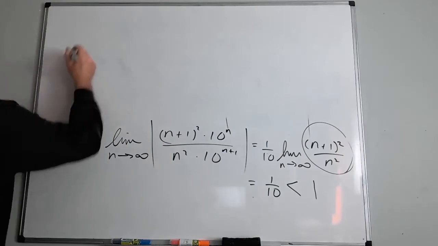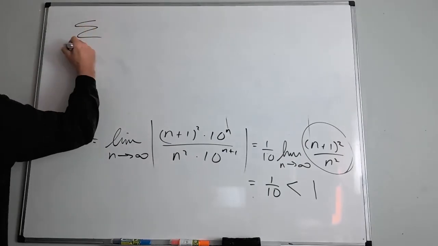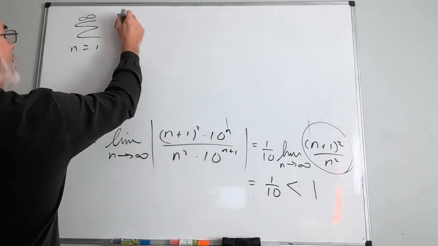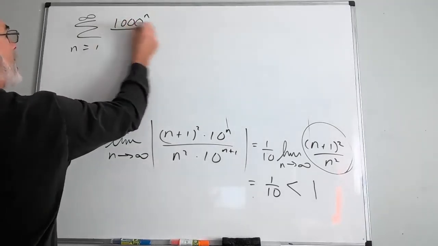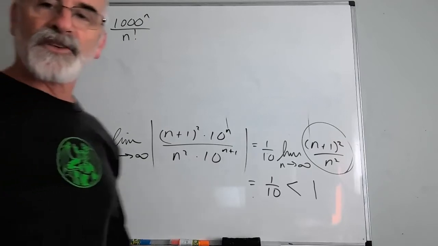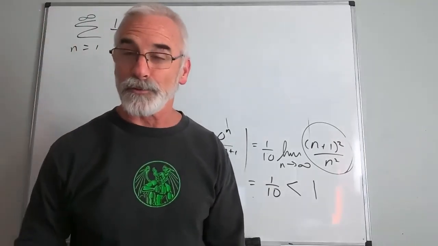All right. I've got the sum from n equals 1 to infinity of 1,000 to the nth power over n factorial. Now, I want you to notice something. This one here is going to fool you.